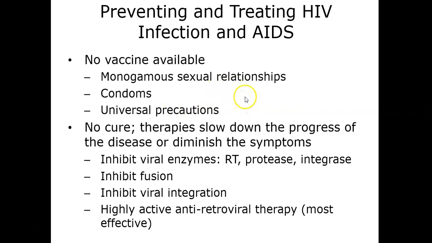So how do we prevent and treat infection and AIDS? So there is no vaccine available. Obviously, it's remaining monogamous with sexual relationships, use of oral contraceptives, and universal precautions, gloves and gowns, when handling bodily fluids. There is also no cure. There are therapies that will slow down the progress of the disease and diminish the symptoms, such as the inhibition of viral enzymes. So we're going to talk about this now.